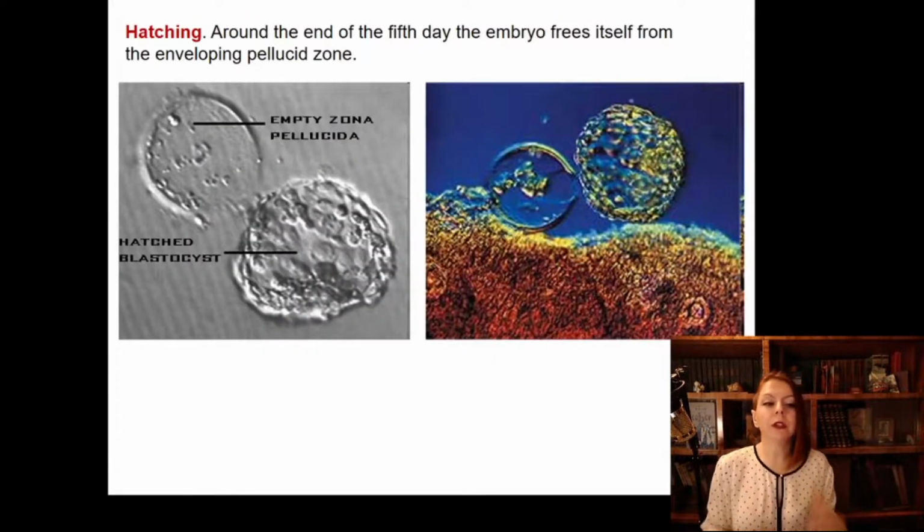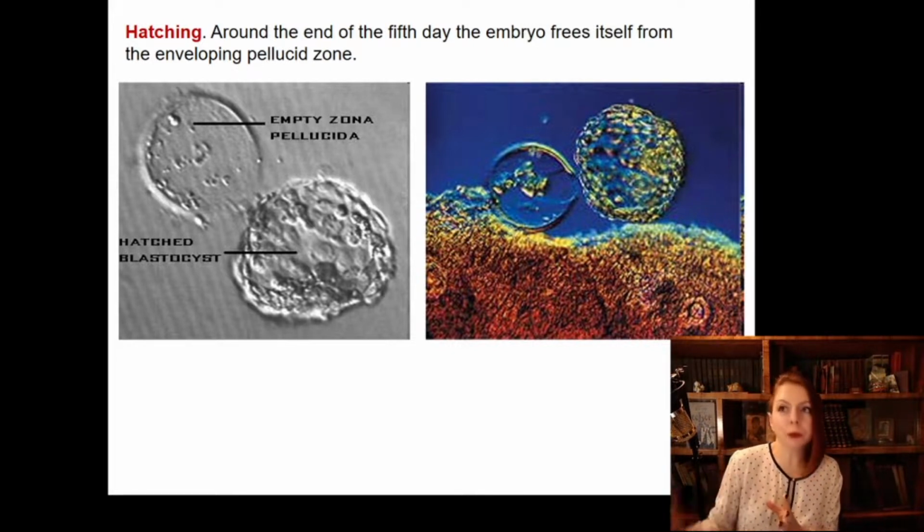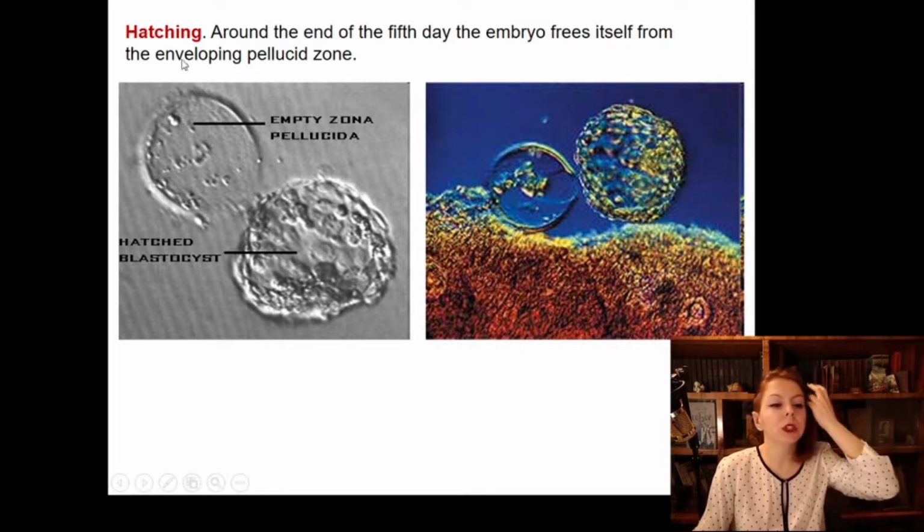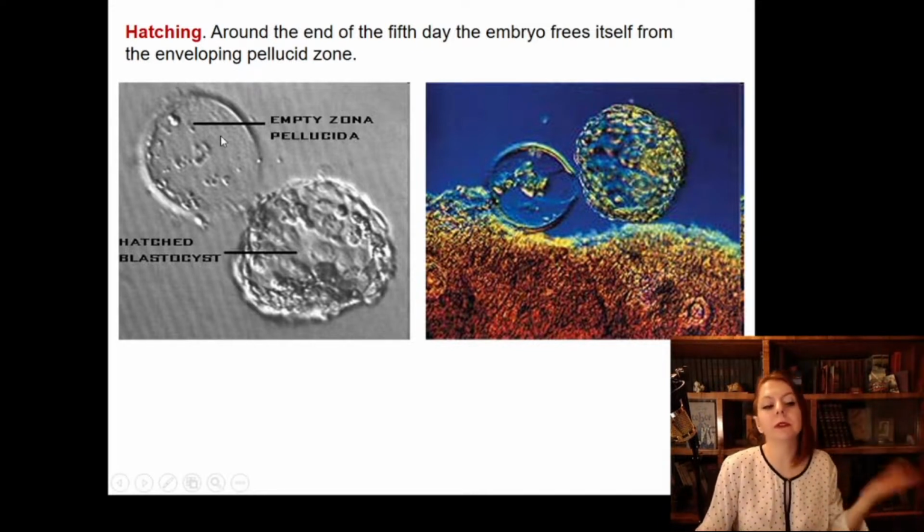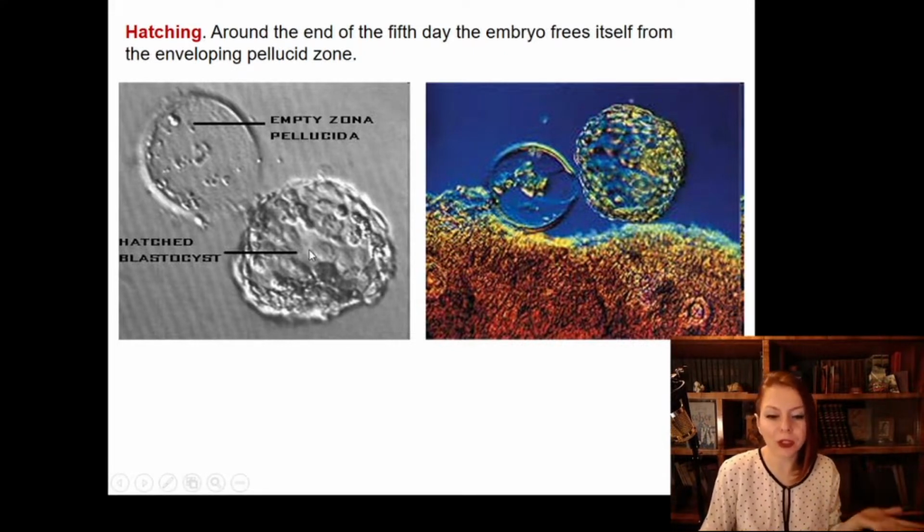Then, after the process of cleavage, the embryo now arrives to the uterus, and it is almost ready for implantation. But to perform this process or reaction, hatching should take place. So hatching, what is it? Like a chick hatches from the egg shell, in the same way, hatching is performed by the human embryo.